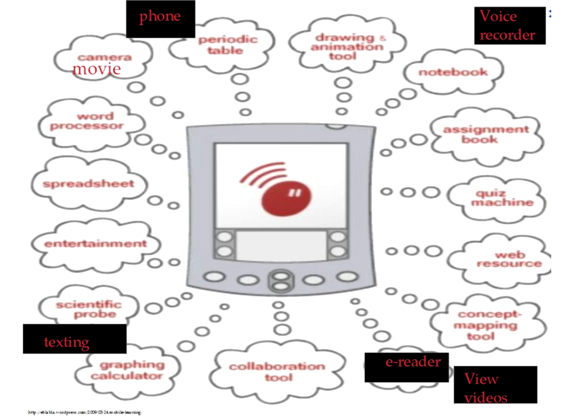And we know that a smartphone or a tablet can be tons of different things. This is an example of science and the various things that a smartphone can be used for: spreadsheets, word processing, movies, periodic tables, drawing animation, notebook, assignment book, quiz, web resources, concept mapping. So there's lots of different things that any device can become.